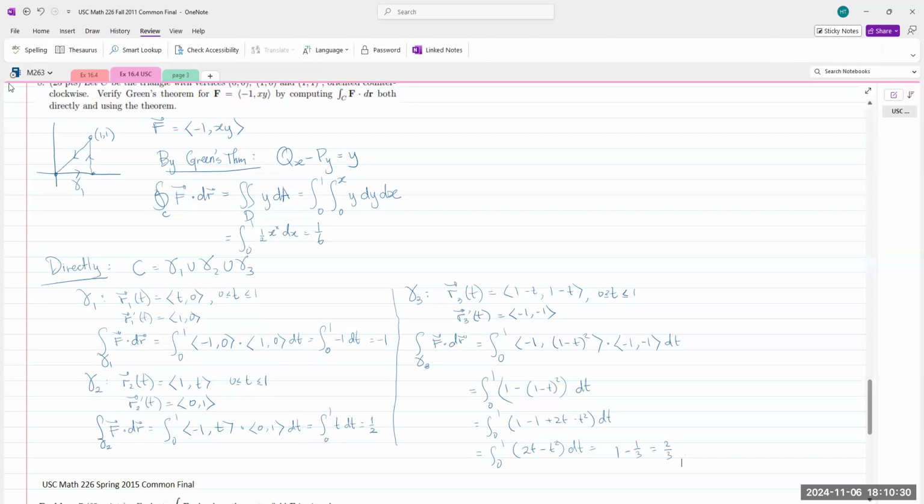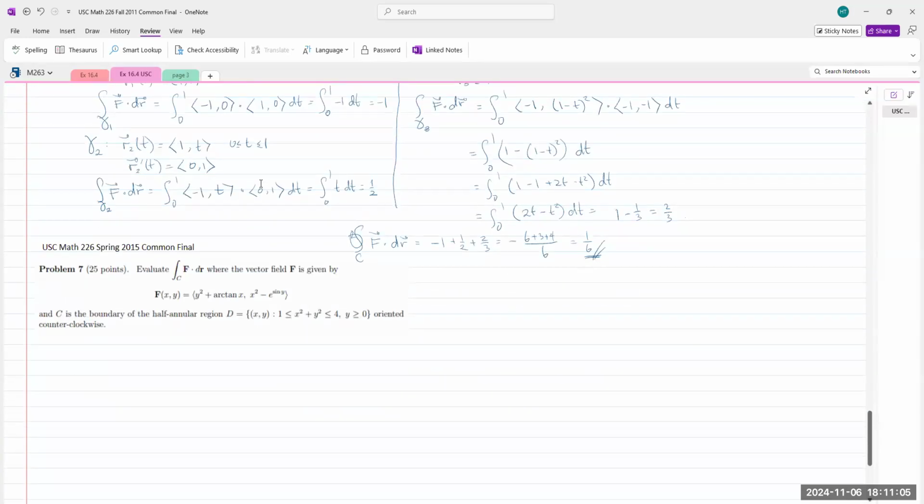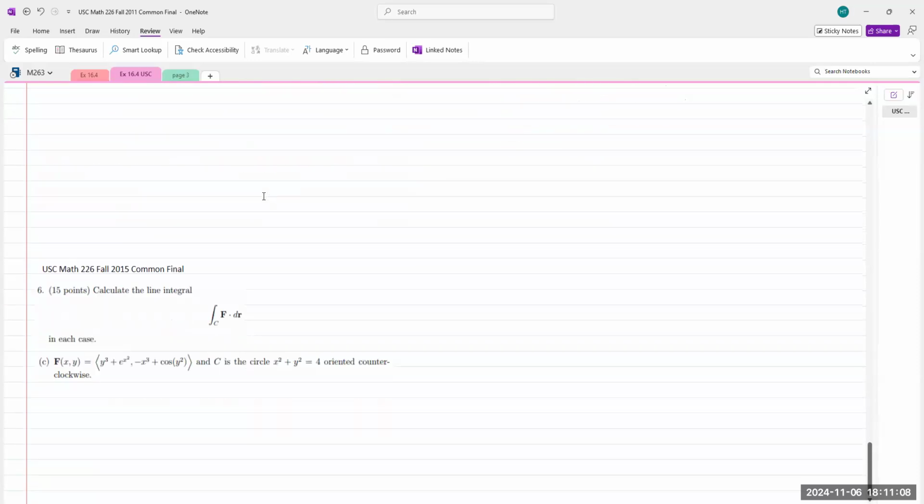Okay, so the integral over the closed curve C of F dot dr is basically the sum of those three integrals, which is -1 plus 1/2 plus 2/3. That's -6 over 6 plus 3 plus 4 over 6. That's positive 1/6. This time I didn't make any mistake. Yay! Same as the one we did by Green's theorem, right? Okay, I think we have two more questions.